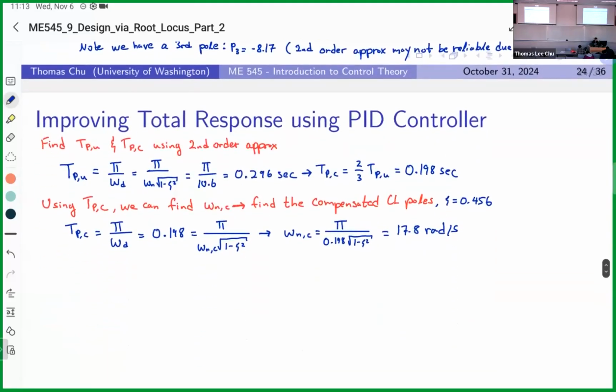Okay. Now that we have that, we can find our dominant closed loop poles, or what I'm just calling the compensated poles. They are going to be at minus zeta omega n c plus or minus omega n c times the square root of 1 minus zeta squared j, which is equal to minus 8.13 plus or minus 15.8j.